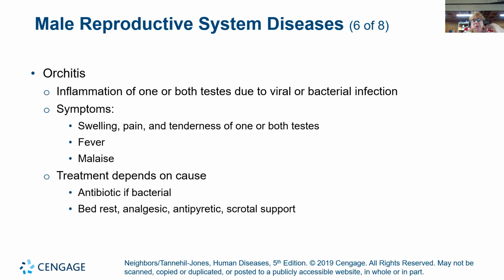Orchitis is an inflammation of one or more of the testes, and it can be due to a viral or bacterial infection. The symptoms are, of course, swelling is the big thing, pain, tenderness. It can be in one or both. The treatment actually depends on the cause. If they can determine it to be bacterial, they're going to give antibiotics. If it's inflamed due to injury, they're going to use bed rest, pain medicine, a scrotal support sac, and ice.